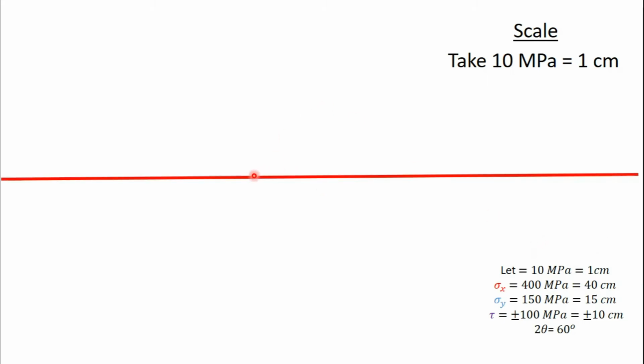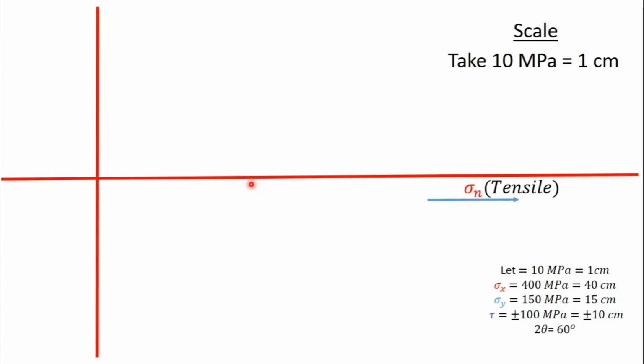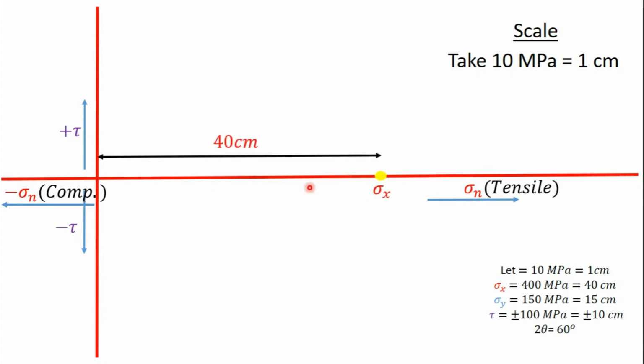Now first of all, draw the x-axis. In the last lecture we saw that all the normal stresses are plotted on the x-axis and all the shear, or tangential, stresses are plotted on the y-axis, and you can see plus tau and minus tau, and plus sigma n and minus sigma n, which are tensile and compressive respectively. First take a point for sigma x at a distance of 40 centimeter, because 400 megapascal equals 40 centimeter. Similarly take a point for sigma y, which is 150 megapascal equals 15 centimeter. So I have located the point for sigma y at 15 centimeter.